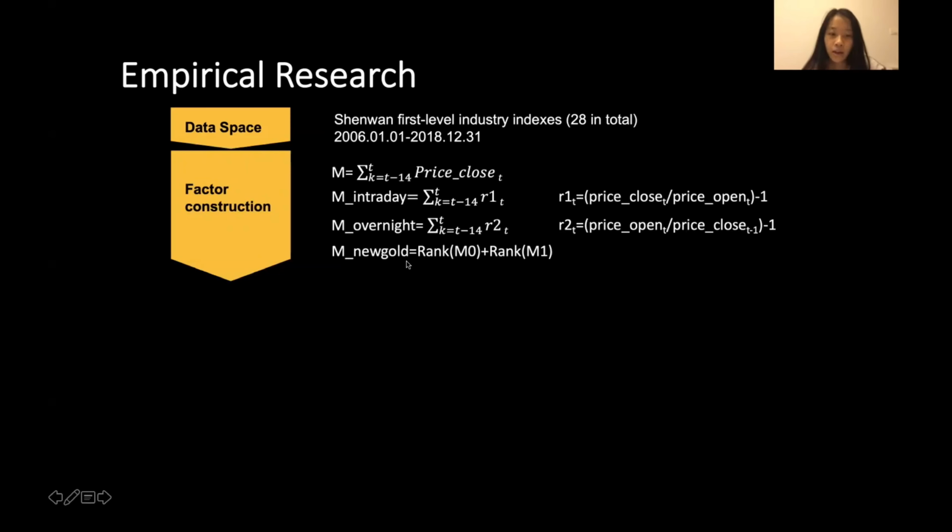Then according to the intraday factor, we score the 28 industries from 1 to N ascendingly, while scoring industries from high to low based on the overnight momentum factor. We add the two scores with the same weight and get our new gold momentum factor.